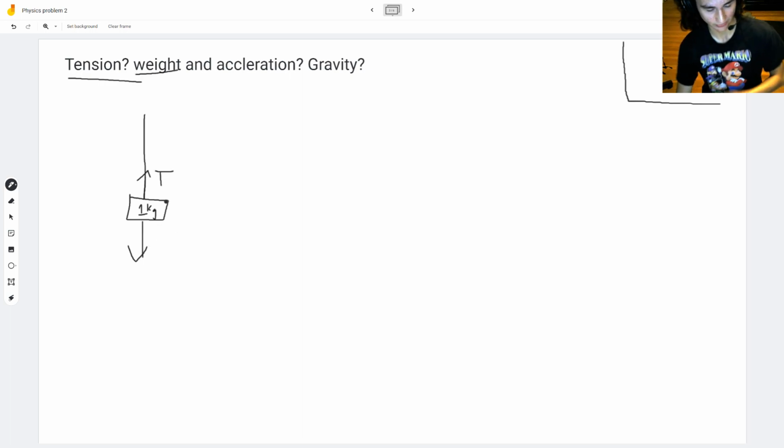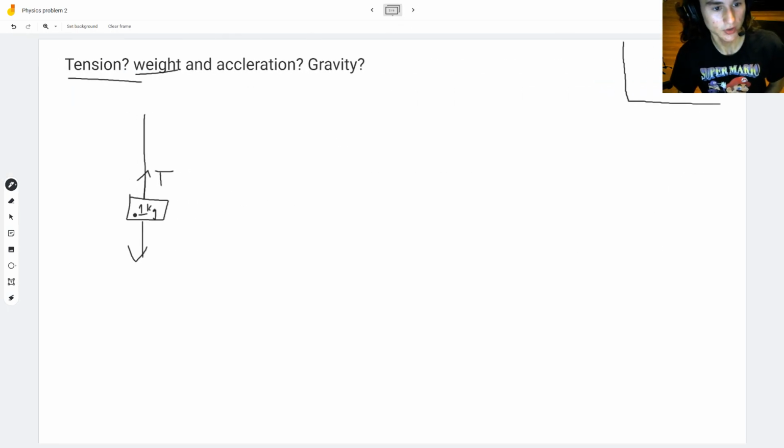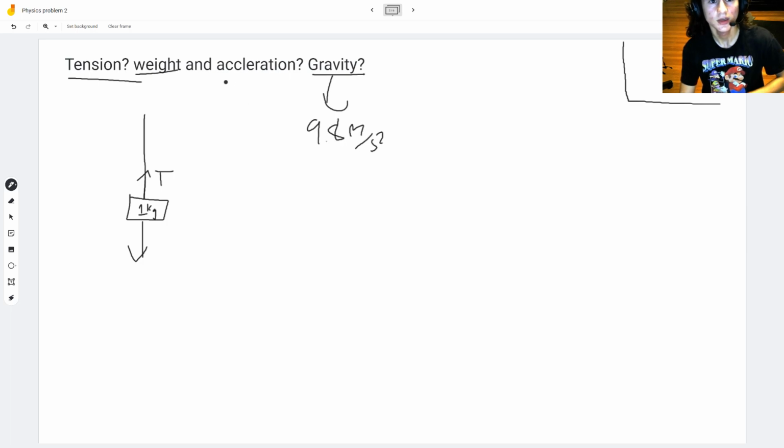I'll label tension with the T. Weight is going down. We can determine weight by saying mass times gravity. So in this case, if we have a 1 kilogram mass and we're on Earth, that brings us to gravity, which means on Earth, gravity is 9.8 meters per second squared. Calculating the weight, that's the mass times the gravity, which in this case would be 9.8 newtons, which is a force.